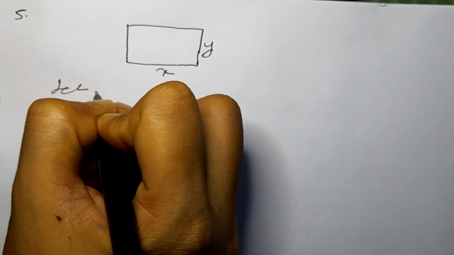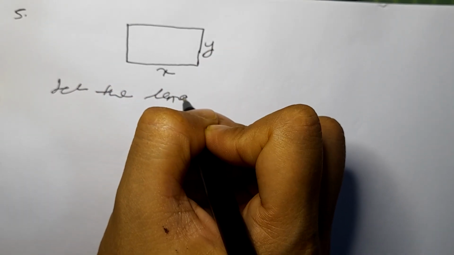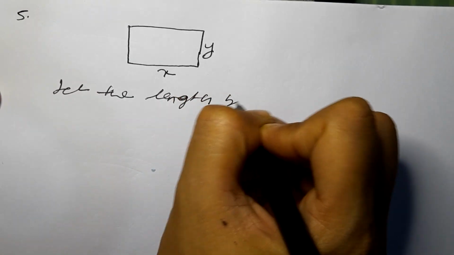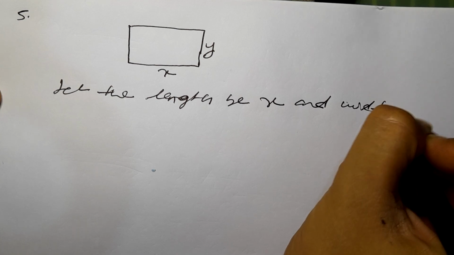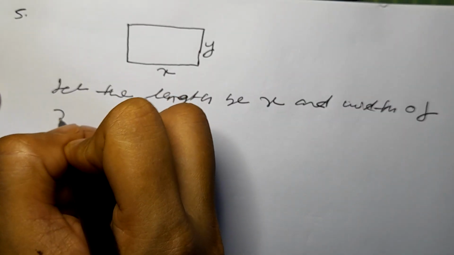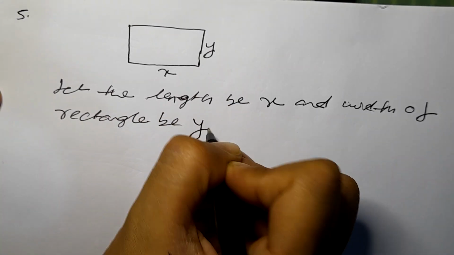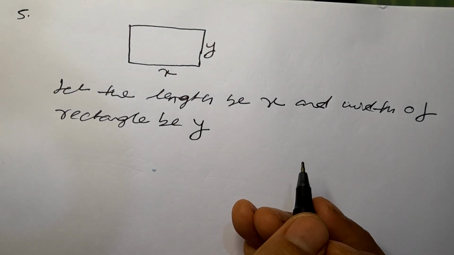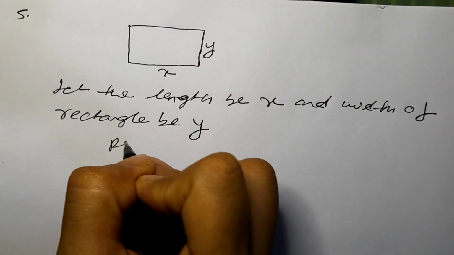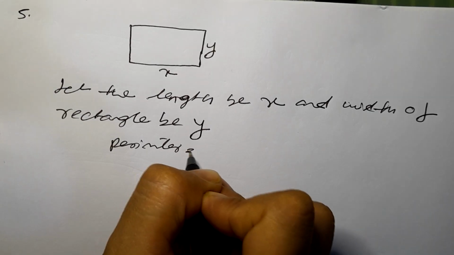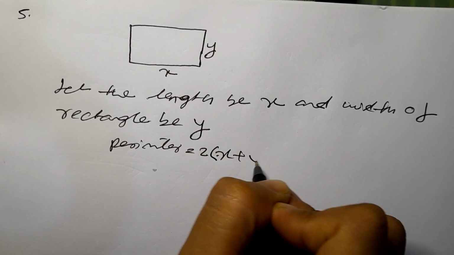So let the length of the rectangle be x and the width be y. Now the perimeter. What is given is the perimeter of the rectangle. We know the perimeter is 2 into length plus breadth. Length I have taken as x, breadth I have taken as y, so it will be 2(x plus y).